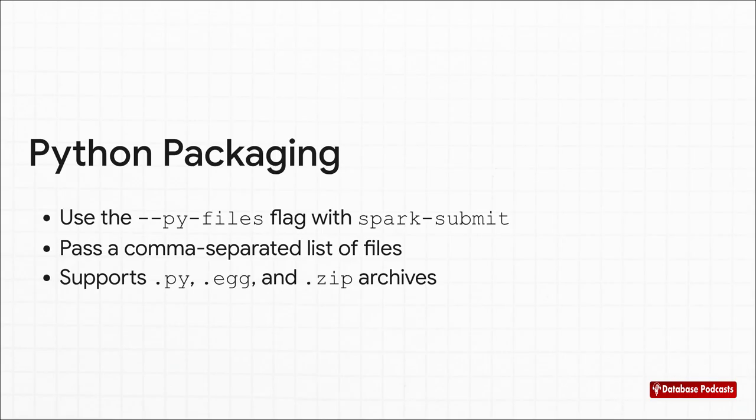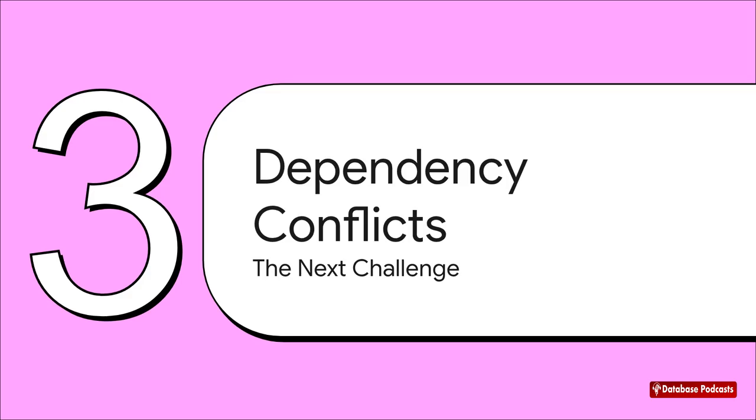Spark is smart enough to take those files and make sure they get sent out to every single worker so they're available right when your code needs them. Okay, so now we know how to package our code for both Java and Python. We're golden, right? Well, not always.